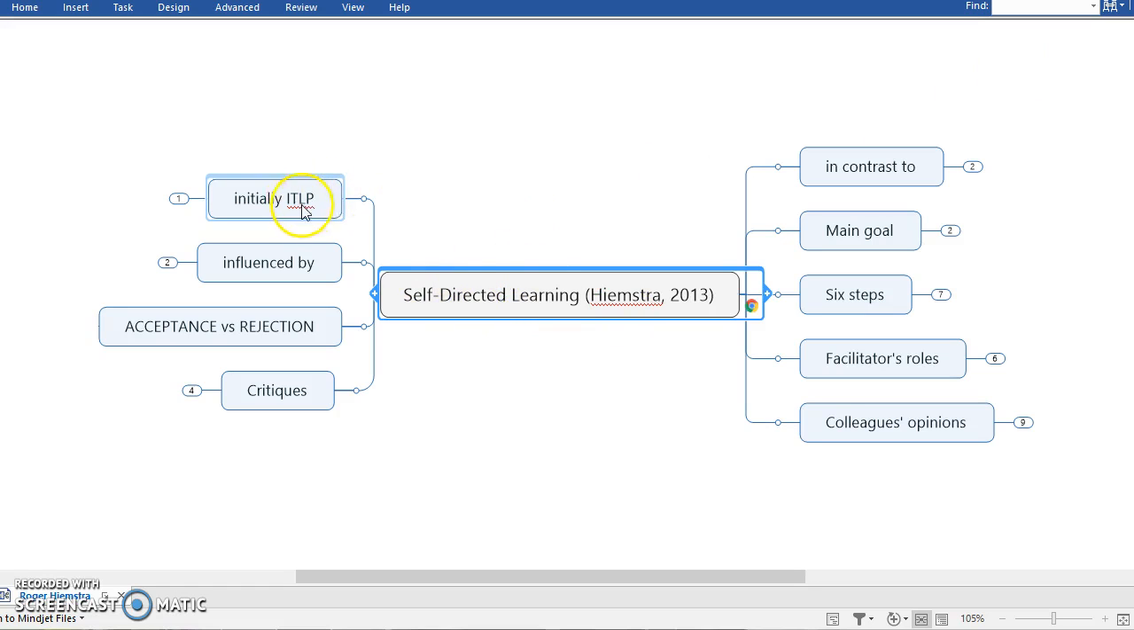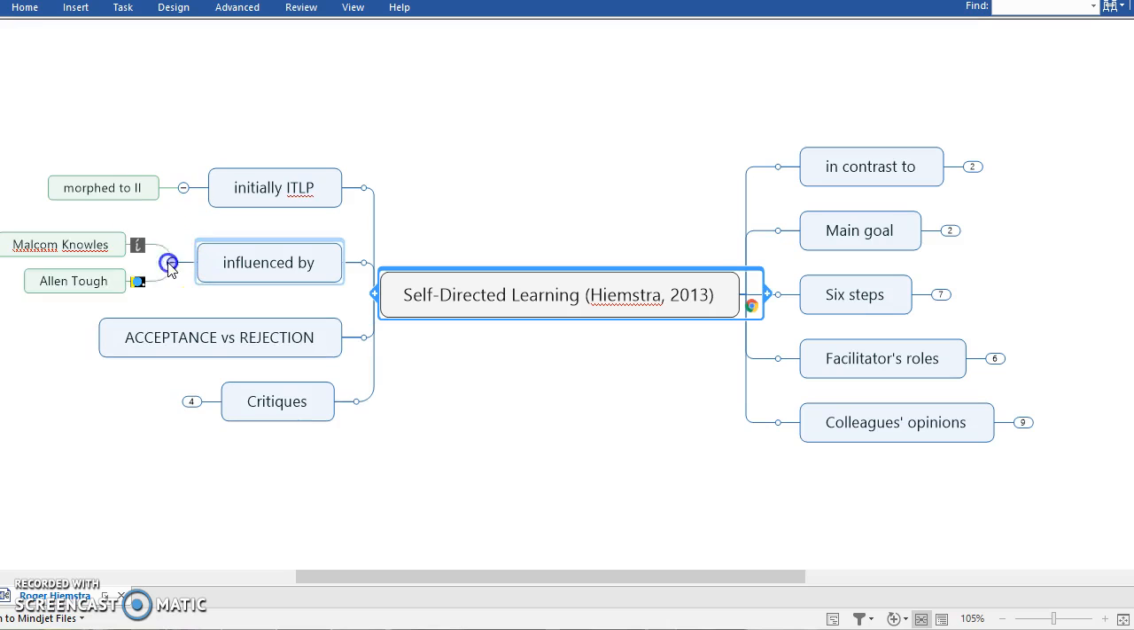So, self-directed learning was first conceived as an ITLP idea, which is individualized teaching learning process. Hiemstra conceived this idea in 1988, but later, after some research, he switched from ITLP to II in 1991, and II is simply individualized instruction.